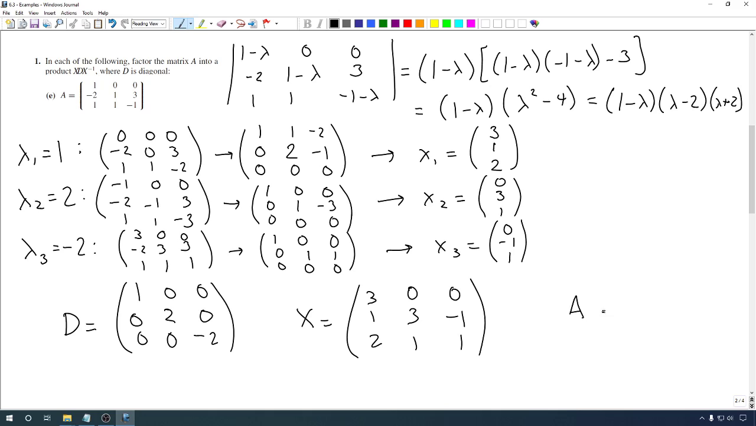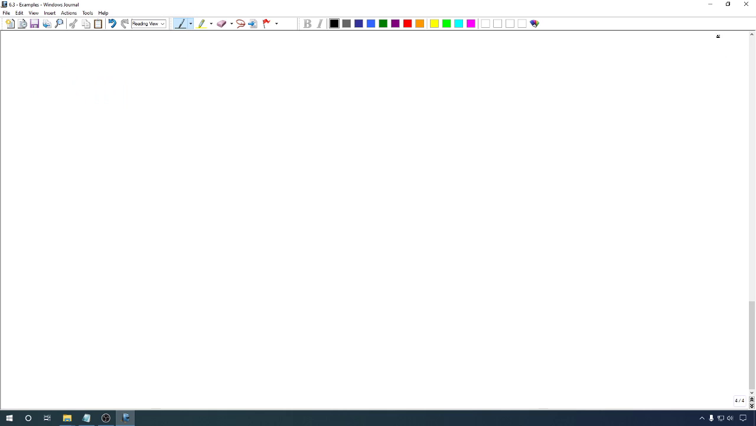If you want to go back and check, you can check it. I would recommend checking that AX equals XD as the easiest way to check that without having to actually find that inverse. Though if you want to find the inverse, that's okay too. But that's all we're going to do there.